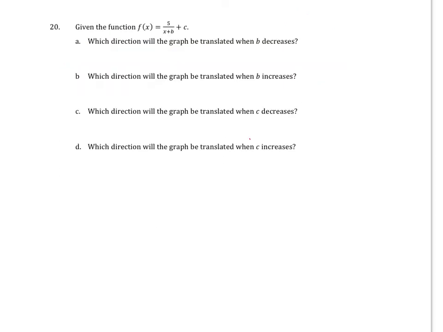Okay, last but not least, we've got number 20. It says given the function f of x equals 5 over x plus b, plus c, which direction will the graph be translated when b decreases? Well, b is down here with my x value. As b decreases, that means when b is getting small. So let's think of when b is equal to a negative number. If b is equal to a negative number, that means I'm going to have x minus b, and so that means that it is moving the graph to the right. Because remember, when it's inside with the x, it's moving left or right.